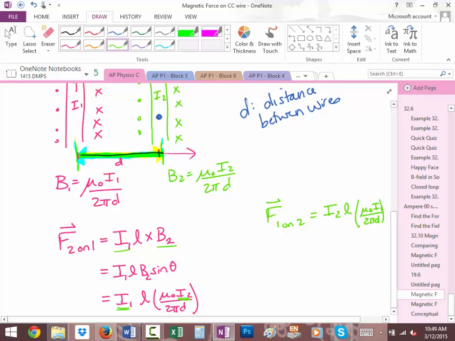It shouldn't, because this is just an example of Newton's third law. That's all this is. Whoa, it's amazing, right? This is just Newton's third law.